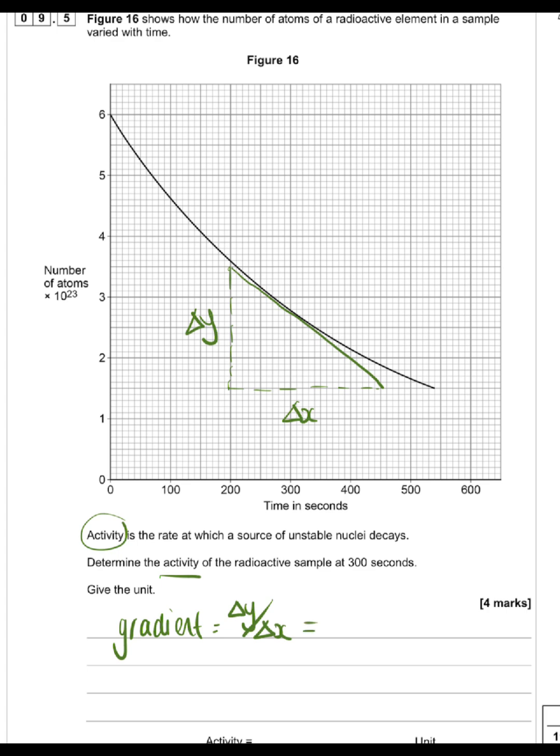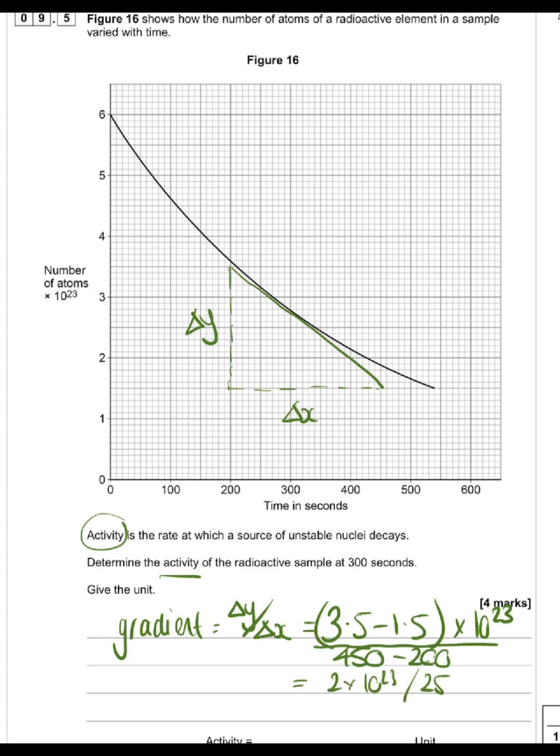So when we do that then, our change in y, we can see is 3.5 minus 1.5, but don't forget that is times 10 to the 23, look at the scale. And then our change in x, we have got 450 minus 200. So that gives us 2 times 10 to the 23 divided by 250. And that gives us a value of 8 times 10 to the 20. And the final mark is for the unit, and we measure activity in becquerels.